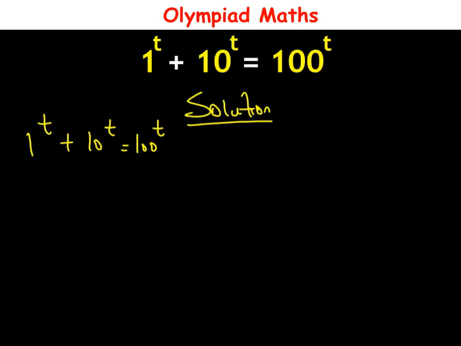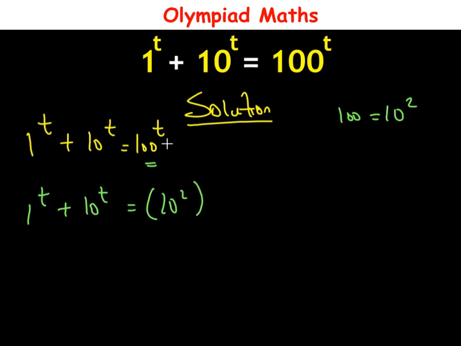Now to solve this, we can express 100 as 10 raised to power 2. So this becomes 1 raised to power t plus 10 raised to power t is equal to, in bracket, 10 raised to power 2 to replace 100, then all power of t. And from here, 1 raised to power t plus 10 raised to power t is equal to 10 power 2 multiply power t. What we have is power 2t.